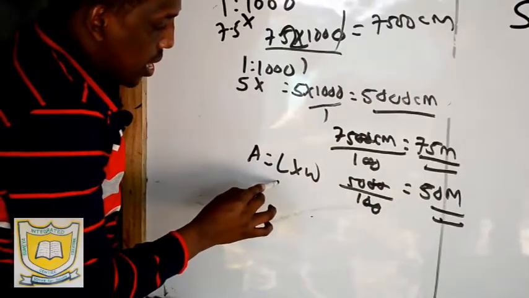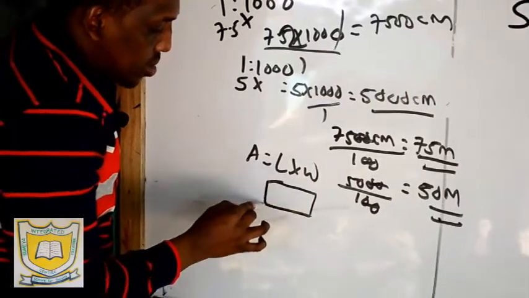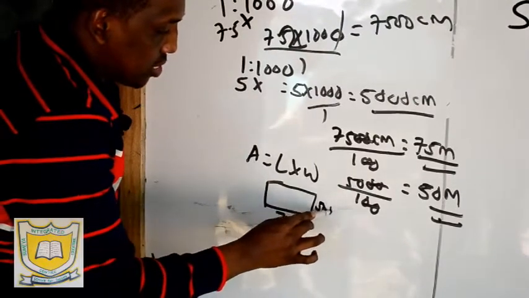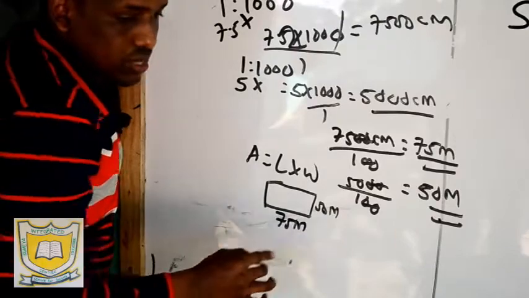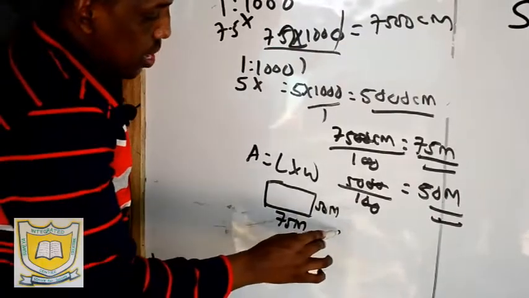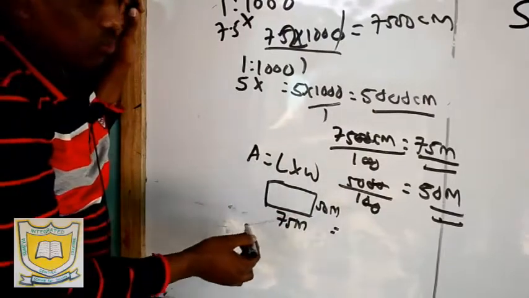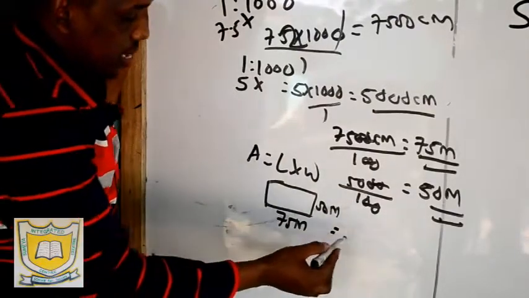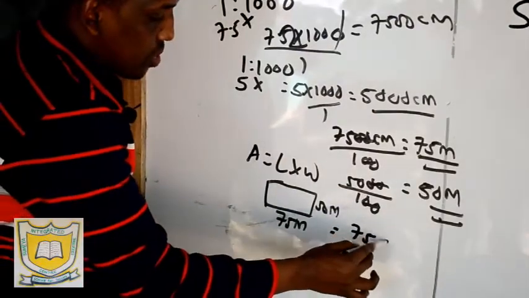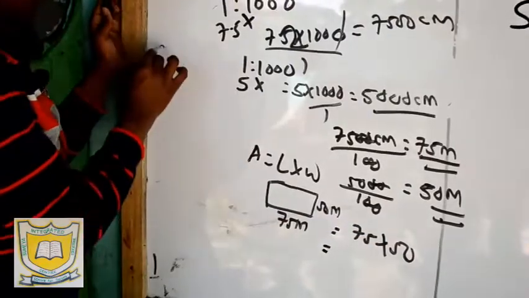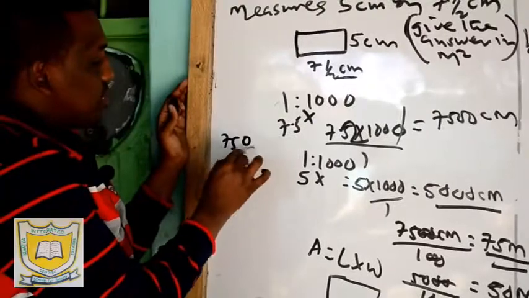So here is the actual. Now let us get the actual area. Here it's 75, here it is 50. This is in meters, and this is in meters. Now, what do we do? We multiply them. So let us multiply now. You say 75 times 50.